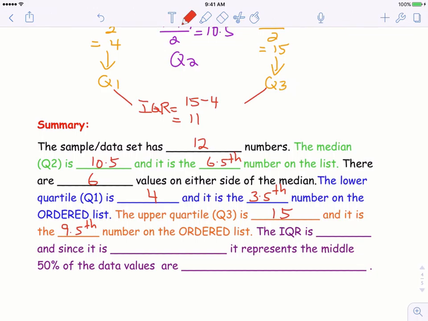The IQR is 11, and since it is a large value pertaining to this data set, it represents that the middle 50% of the data values are more spread out.